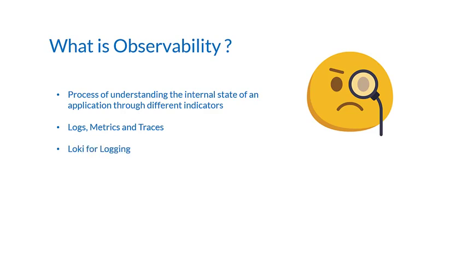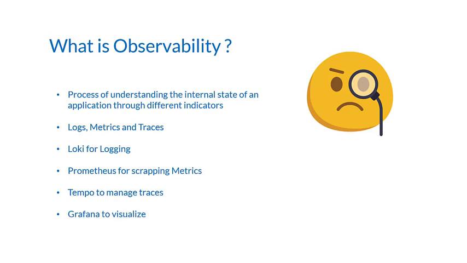For implementing logging using Grafana Stack, as I mentioned before, we have Loki. We will see how to implement Loki in our Spring Boot application, and also we're going to scrape the metrics of our Spring Boot application using Prometheus, and then we will use Tempo to manage the traces and to implement distributed tracing. And finally, we are going to use Grafana to bring together all this information and visualize it.